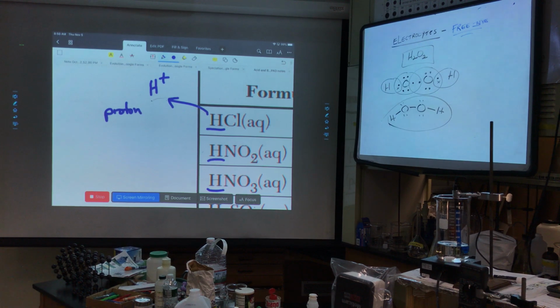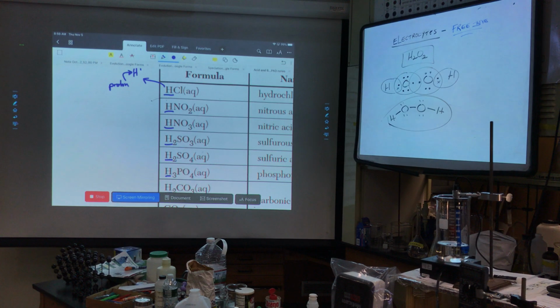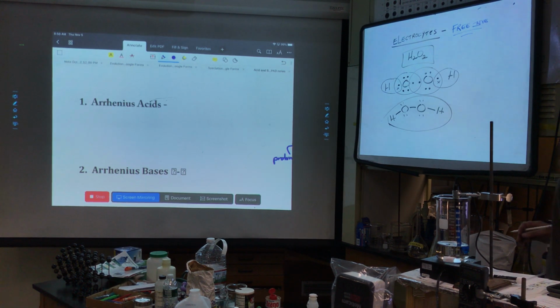Because an H plus is a proton. All right, so that is screaming to you. So, we have some acid-base definitions we have to know.